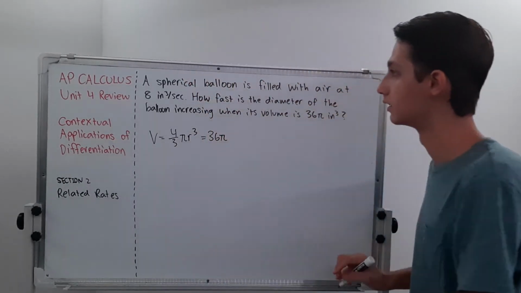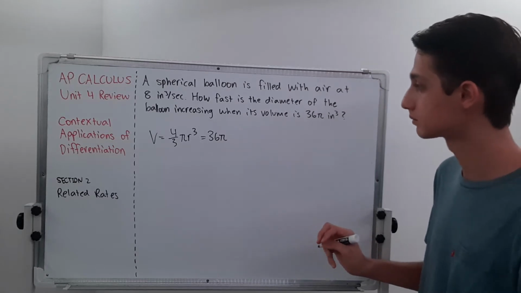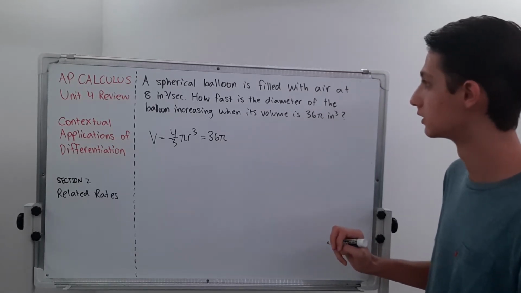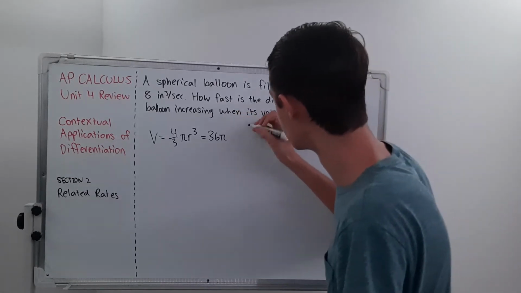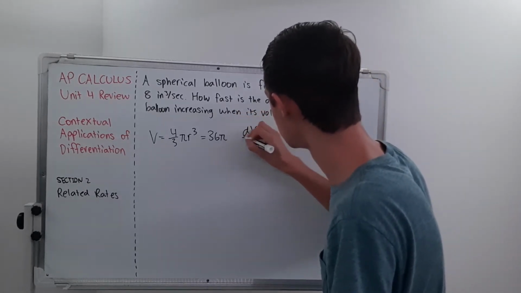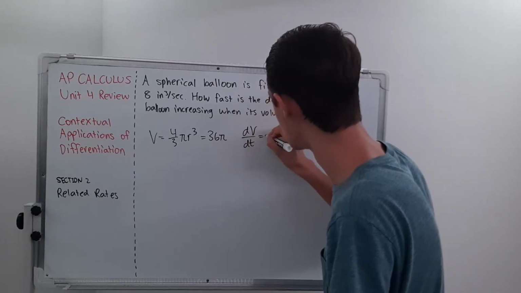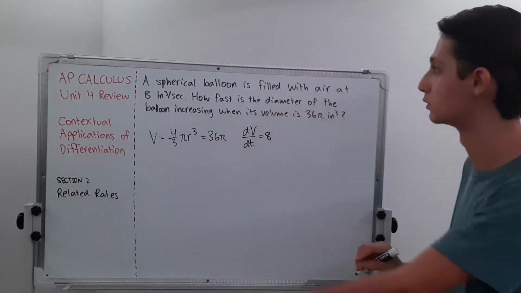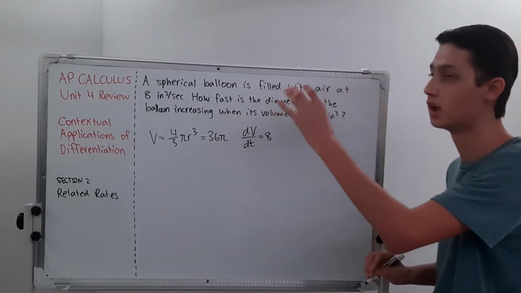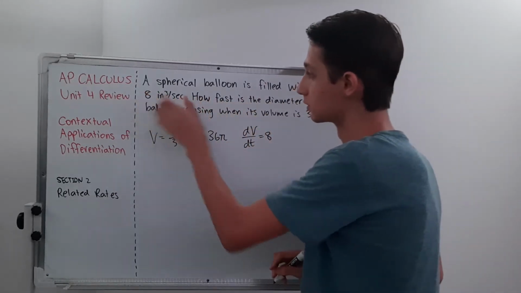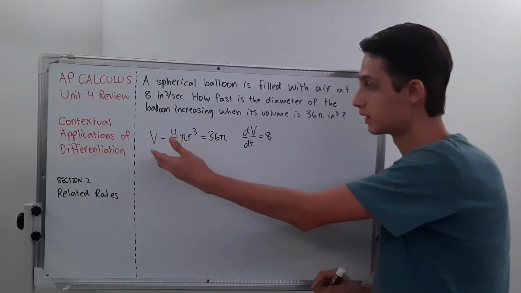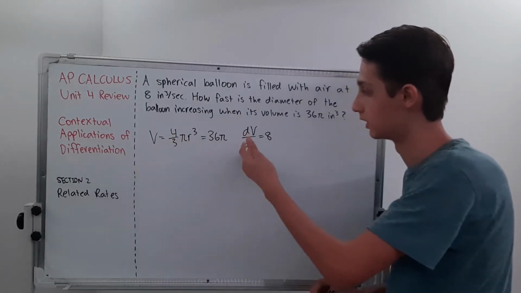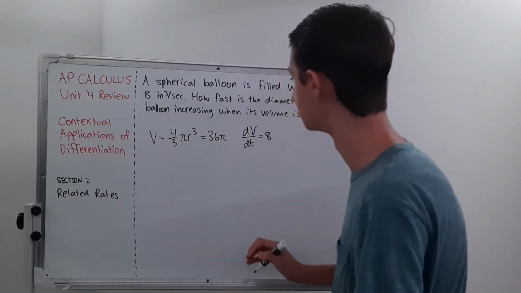Okay, and then from here, we just basically find the rate. We want to find the rate of change of the volume. So what does this mean? Because it's being filled with air, its volume is increasing at this rate, 8 inches cubed per second. So let's use that. First, what is the derivative of the volume with respect to time?